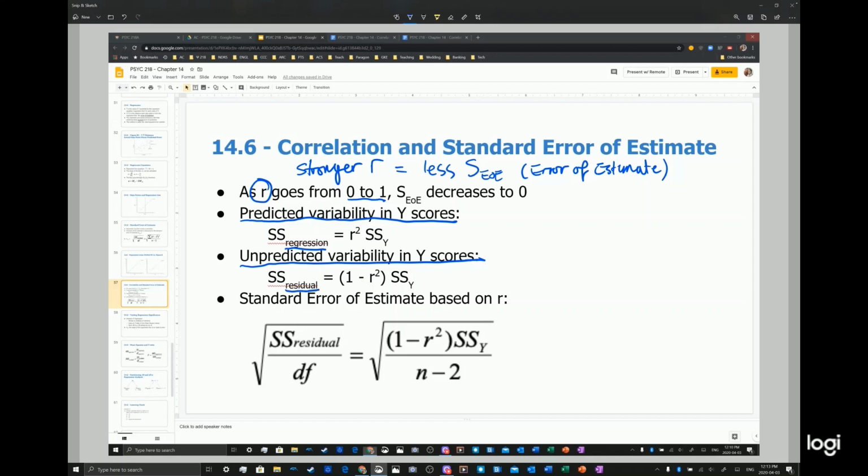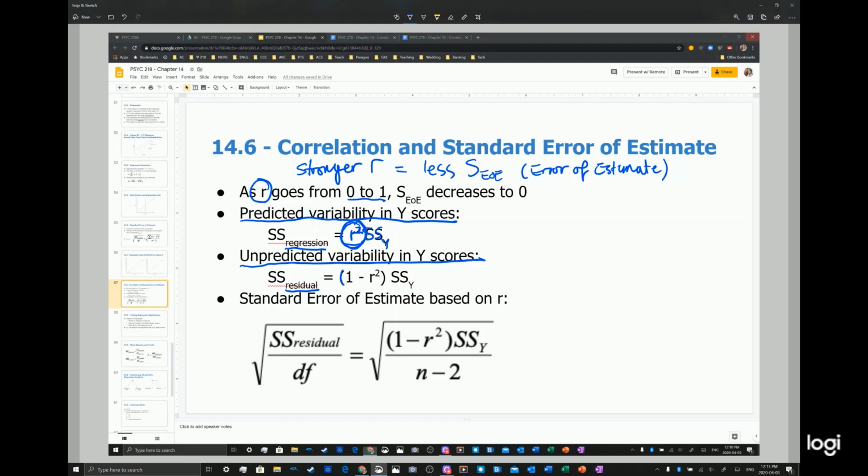And so we need your coefficient of determination. Here you've got your r squared this time, not r, and we multiply that by your sum of squares y, which we have. That's our predicted variability. That's our sum of squares regression. And r here is that correlation coefficient, and we use r squared because we are looking at variability. We need to look at the coefficient of determination, not just the correlation coefficient.